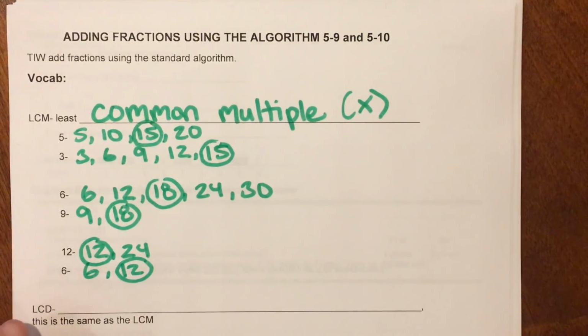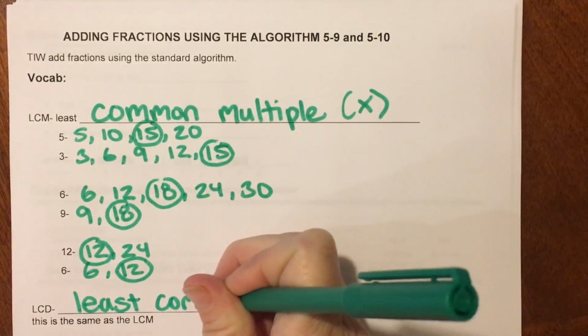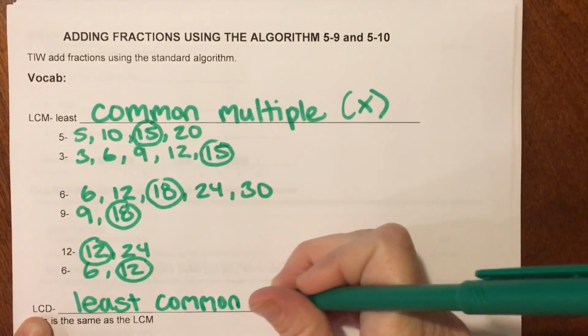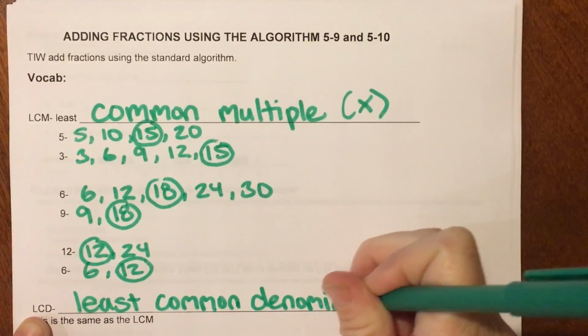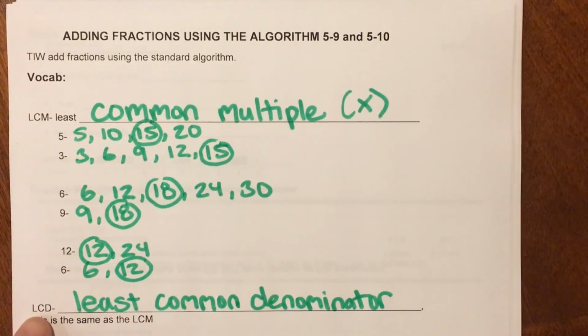Okay, another abbreviation is LCD. Okay, LCD stands for least common denominator. D stands for denominator. Okay, so the LCD is the same as the LCM. They're exactly the same. Okay, you find the least common multiple, and then you can use that as something called the least common denominator. And we'll be practicing that a lot.